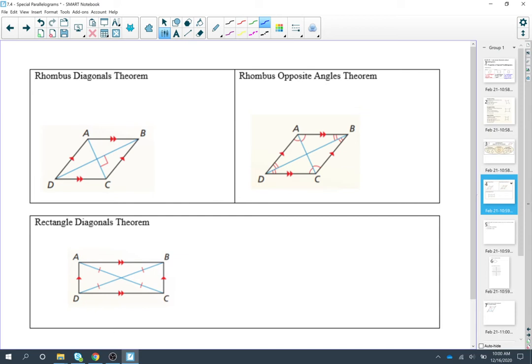So, in a rhombus, first of all, we already know that the diagonals are going to bisect each other. So I know this is congruent to this, and I know this is congruent to this. But if it's a rhombus, I also know the diagonals are perpendicular. Which means not only are they going to bisect each other like in a parallelogram, they're going to hit each other at a 90-degree angle. And that's in your rhombus.